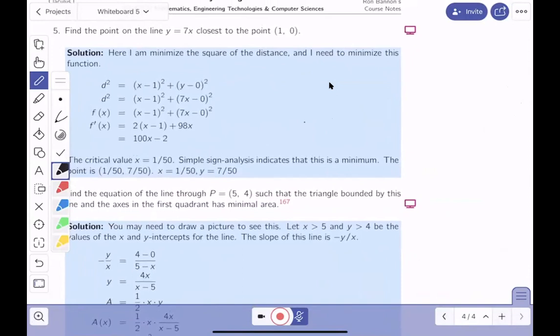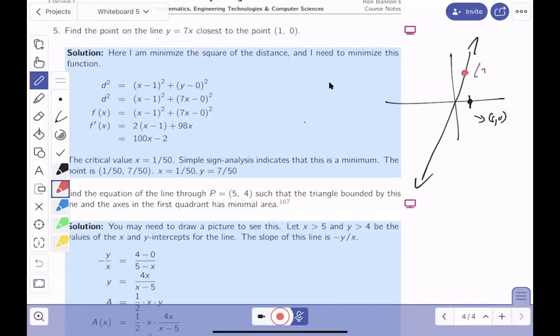So it says, find a point on the line y equals 7x. Well, I'm going to draw a picture of that. And y equals 7x looks sort of like this over here. This is my rough picture. And then they gave a point (1, 0). I'm going to put the point (1, 0) here. All right. And they want to find a point on the line that's closest to it. Now, someone says, I don't know where that point is. I'm just going to arbitrarily put it here. I'm not saying that's the closest point, by the way, but I'm going to say that point is (x, y).